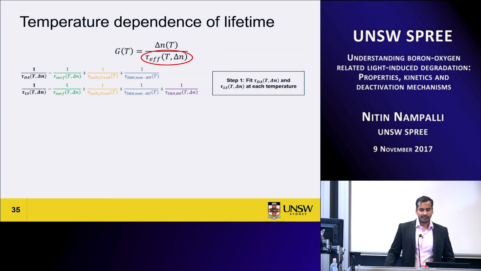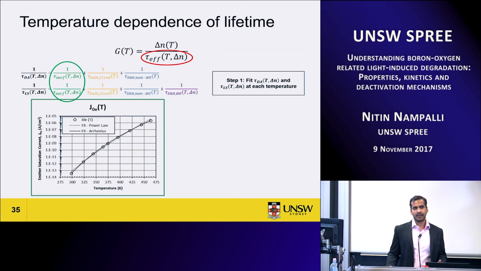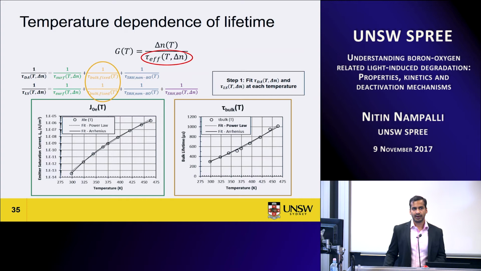So to do this, what I did was fit the dark annealed and light soaked lifetimes at each temperature and determined the key parameters for these different lifetime components and plotted them versus temperature. In this case, the surface lifetime's key parameter is J0, and here's J0 as a function of temperature. Same thing with this fixed, injection-independent bulk. It has this dependence.